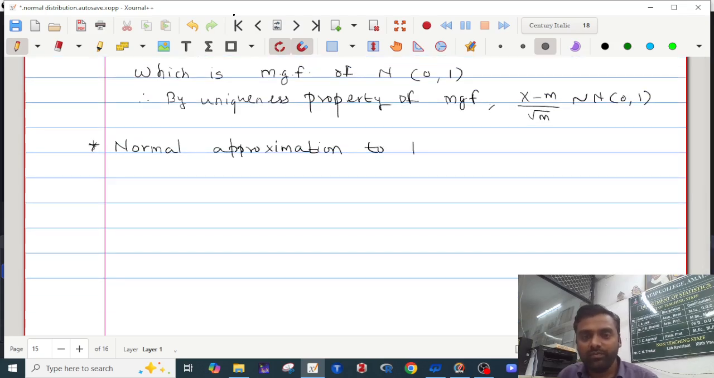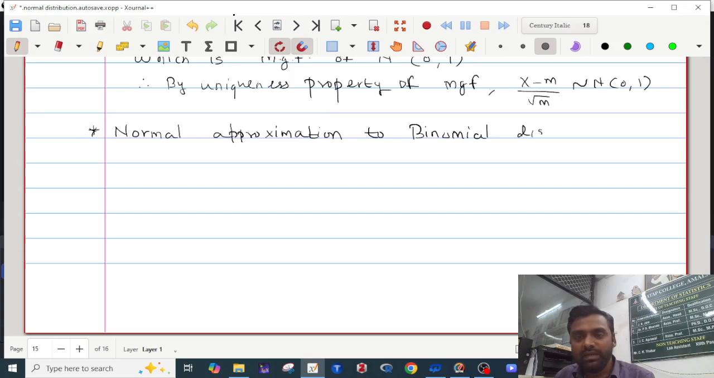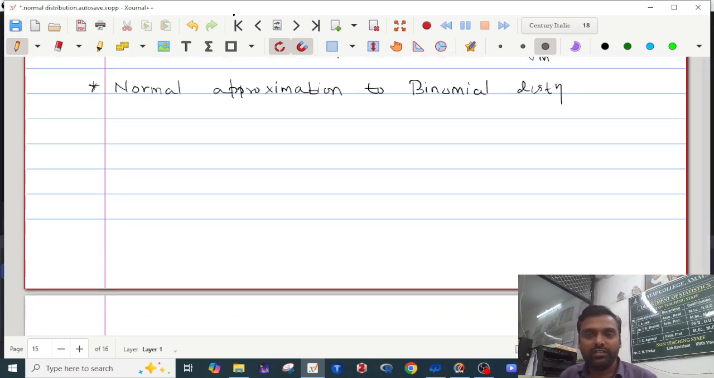Normal approximation to binomial distribution. On the same lines, we will prove this result also. Statement.